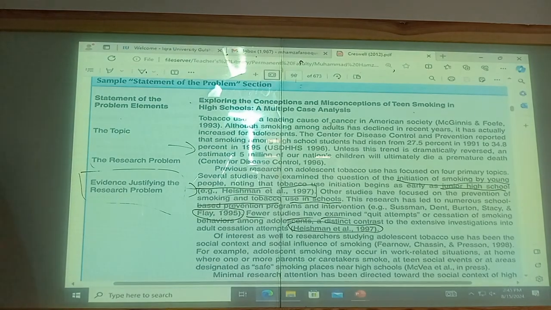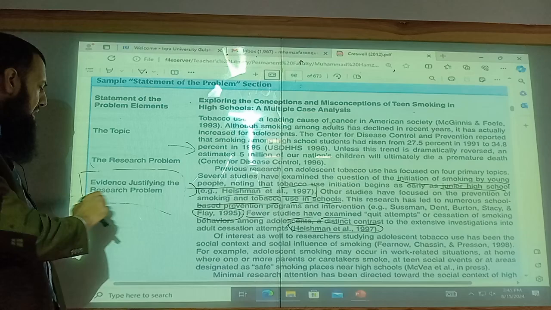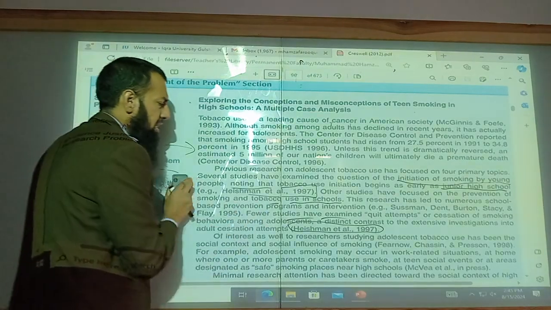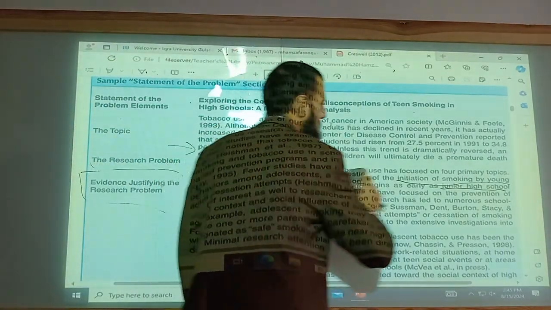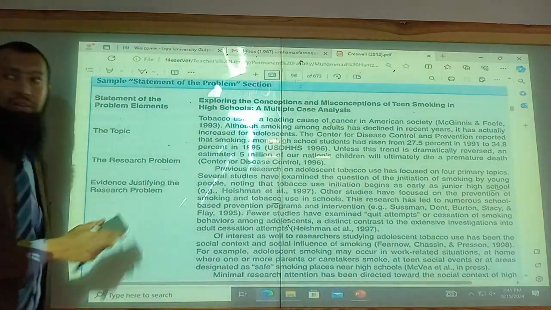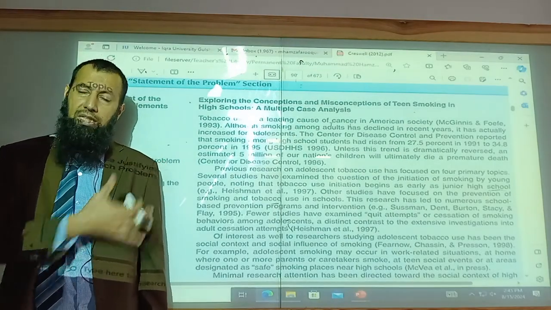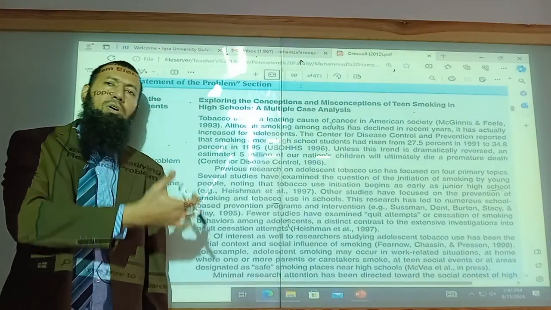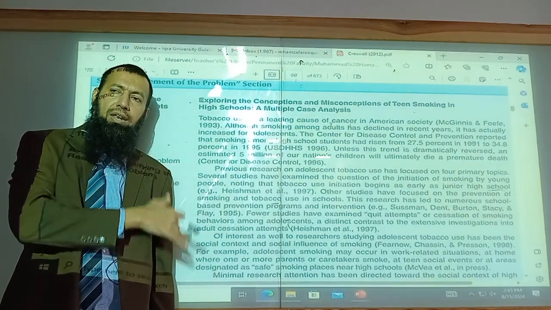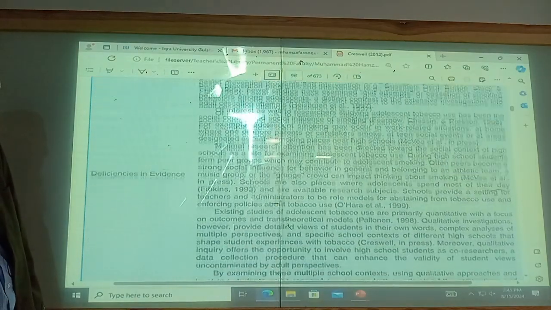Okay, up till now, any question so far? Over here, we discuss about the evidence justifying the research problem. These are the evidence which is justifying the research problem, that this is the research problem. Research problem means the noticeable problem of the researcher. This is the noticeable problem for the researcher. Why? Because no research is being done on the topic. Next. I'm just about to finish.